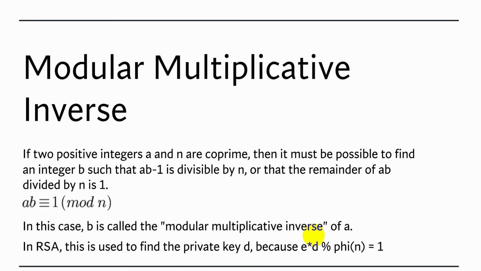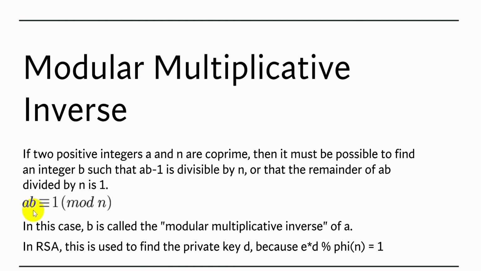Next is modular multiplicative inverse. If two positive integers a and n are coprime, then it must be possible to find an integer b such that a times b minus 1 is divisible by n, or, in other words, the remainder of ab divided by n is 1. Mathematically, it's shown like this: ab mod n has a remainder of 1.